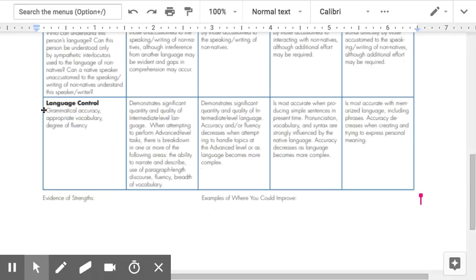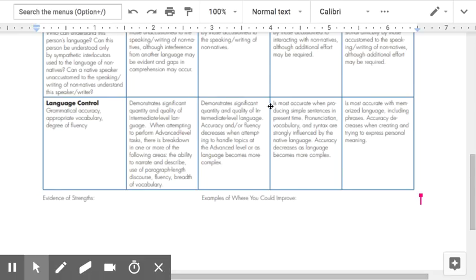Language control, grammatical accuracy, appropriate vocabulary, degree of fluency. So think of this as looking at overall what you've been learning this year. Is your grammar accurate? Are you using vocabulary that is at the level of what you've been learning? Demonstrates, looking at that 3 again, demonstrates significant quantity and quality of intermediate level language. Accuracy and/or fluency decreases when attempting to handle topics at the advanced level or as language becomes more complex.